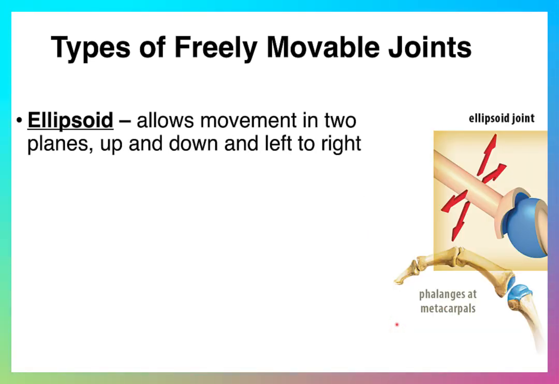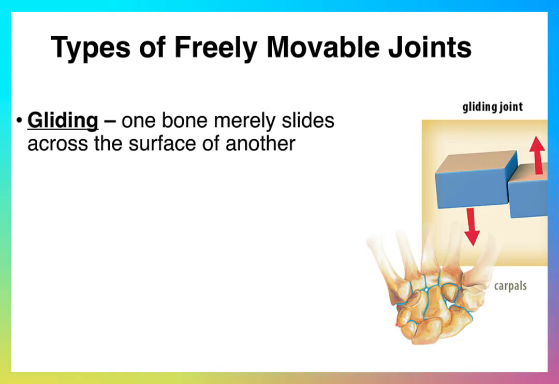The next is the ellipsoid joint. The ellipsoid joint is found in the fingers and toes. This allows movement in two planes, up and down and right and left. Now generally the up and down is more mobile than the right to left. Next is the gliding joint. The gliding joint is where one bone glides across the surface of another bone. An example of this is the wrist. This is also seen in the ankle.